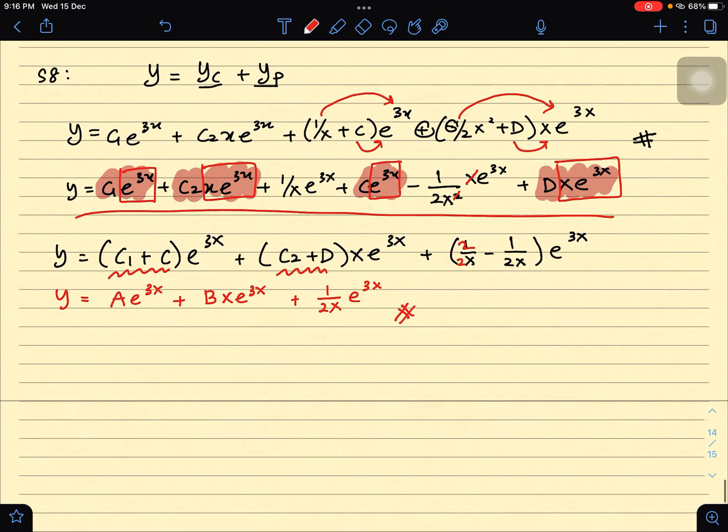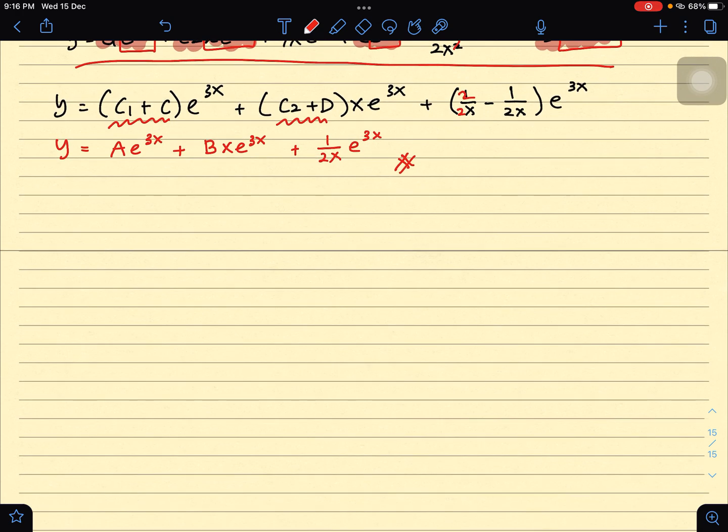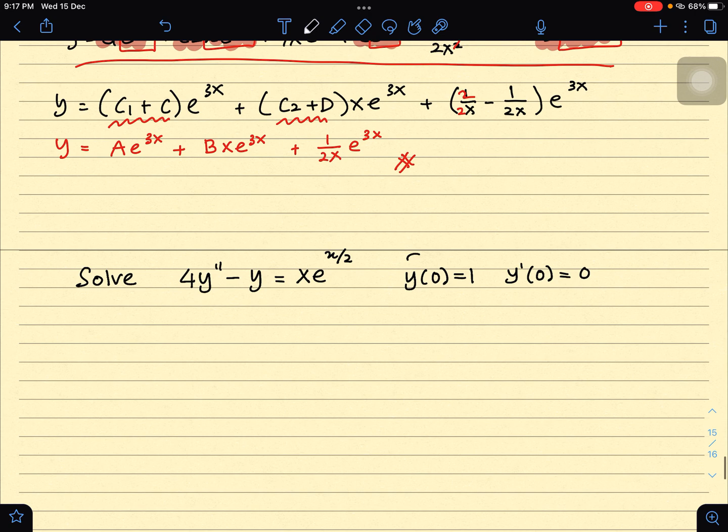Okay, so saya nak awak try buat satu soalan. Soalan ni kita akan bincang dalam kelas minggu depan. Okay, kelas hari Rabu kita akan buat online. So kita akan bincang soalan ni dalam kelas minggu depan. So saya nak awak solve 4y double prime tolak y sama dengan x exponent x over 2 dan dia bagi kita initial condition y0 sama dengan 1 dan y prime 0 sama dengan 0.